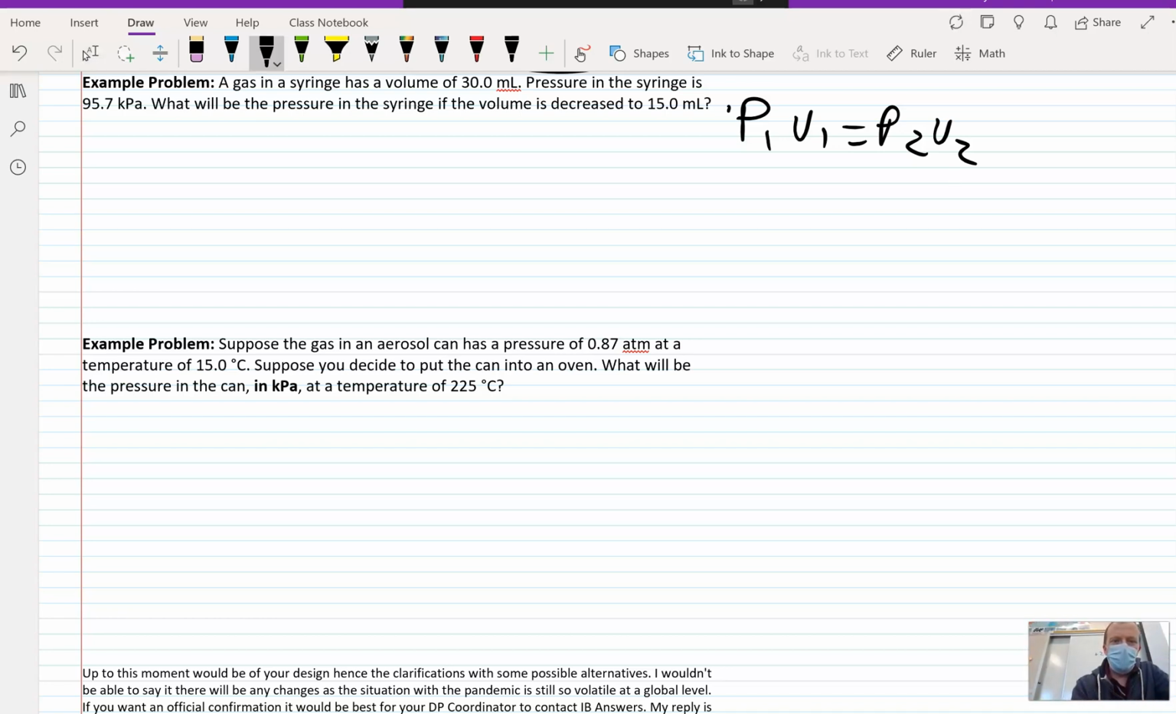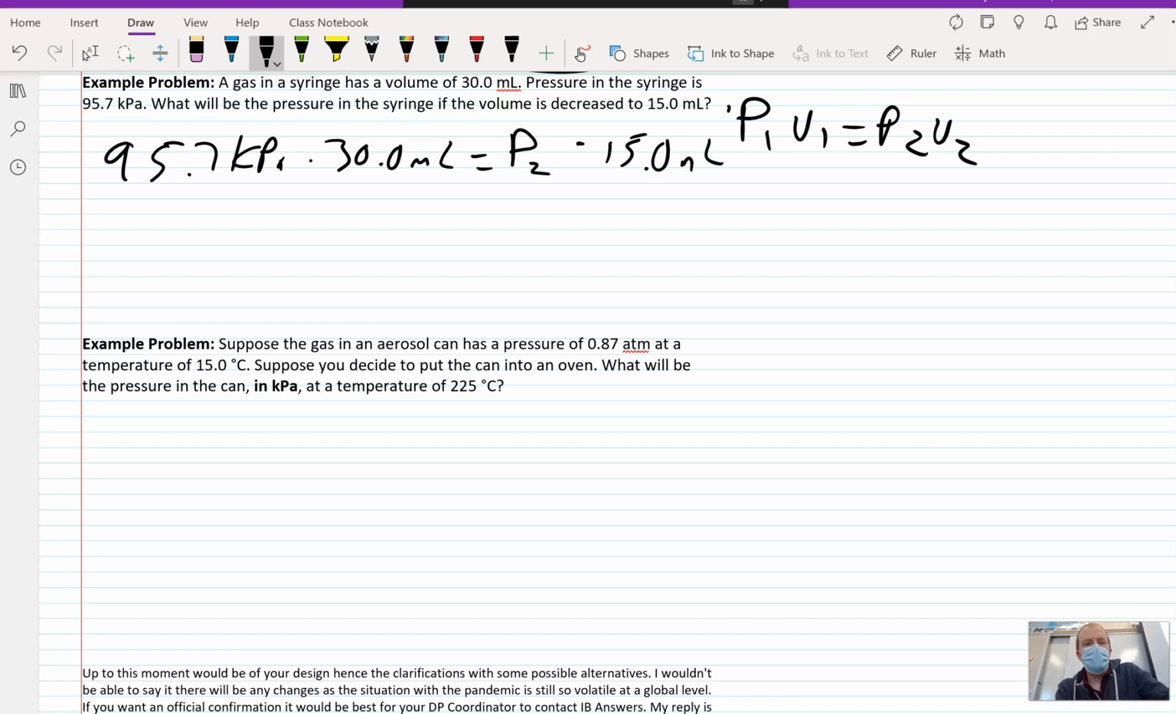So when the pressure is 95.7 kPa, the volume is 30. And it says, what will be the pressure? That means you want to know P2 when the volume is decreased to 15. So again, just very basic fundamentals of algebra here to solve this. But as I said, sometimes it's been a minute for some of us. One of the very first things you learn in algebra, whatever's being done to the variable side over here, we're going to do the opposite.